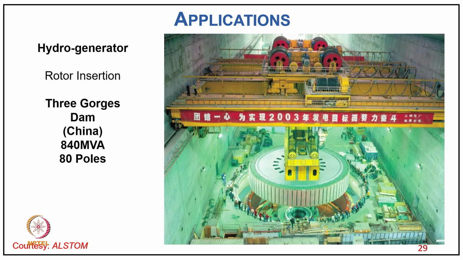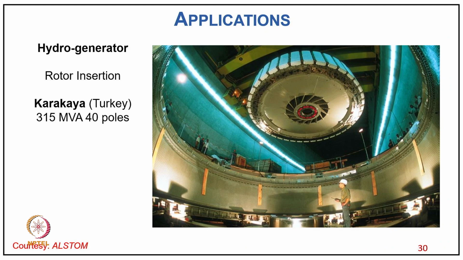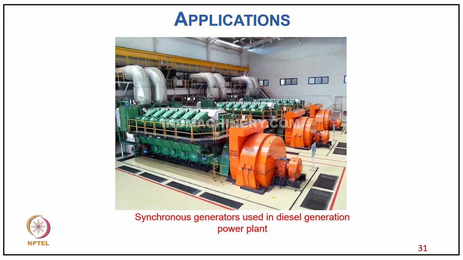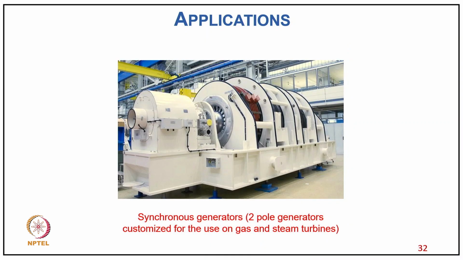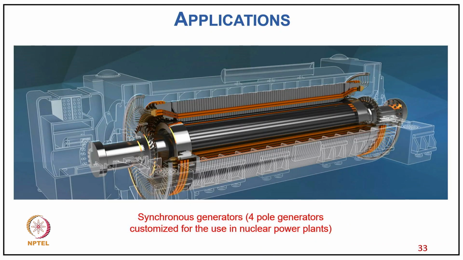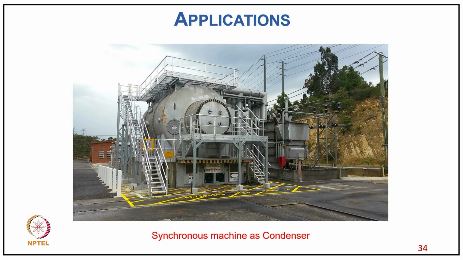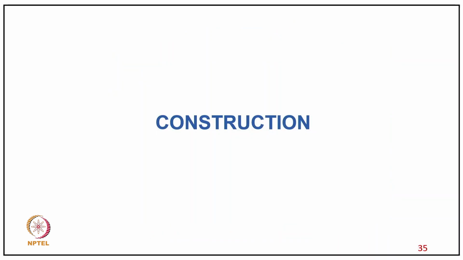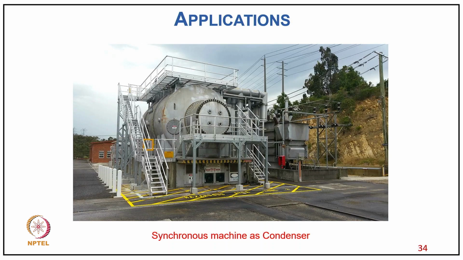And another hydro generator, here again another photograph of the 840 MVA generator, and then we have another generator of 350 MVA for hydro, of 40 poles, which runs at very low speed. Then a synchronous generator used in a diesel generation plant. Then a synchronous generator, 2-pole, customized for gas and steam turbine. Then a 4-pole generator customized for use in a nuclear power plant. Then the synchronous machine as a condenser. Of course, as a synchronous condenser, one has been fabricated of about 260 MVAR.